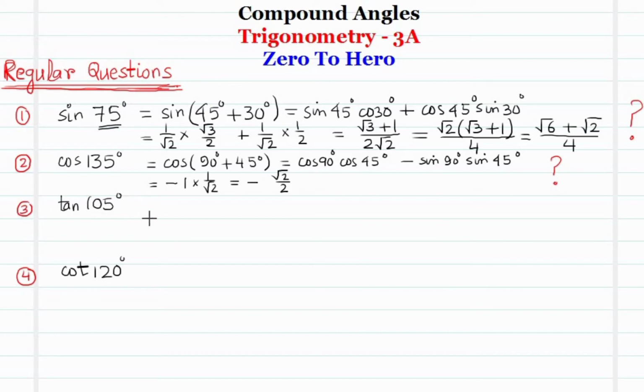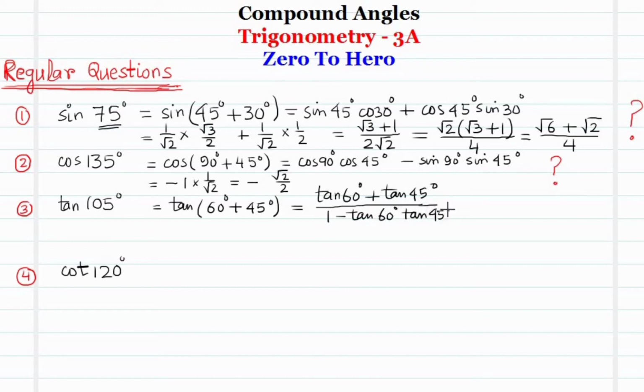Third question, tan 105, we can write as before 60 plus 45, that is tan of A plus B, with A equal to 60, B equal to 45. The formula is tan A plus tan B by 1 minus tan A tan B. Let's apply the various values of the angle. Tan 60 is root 3, tan 45 is 1, so (root 3 plus 1) by (1 minus root 3).